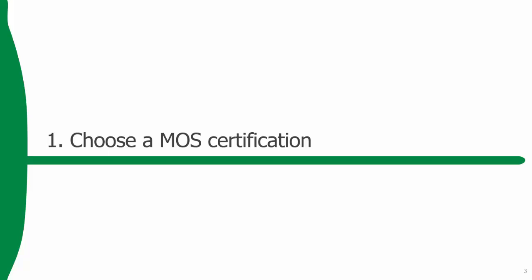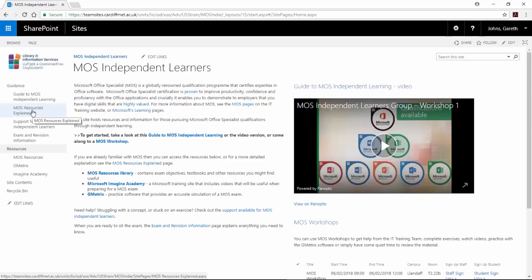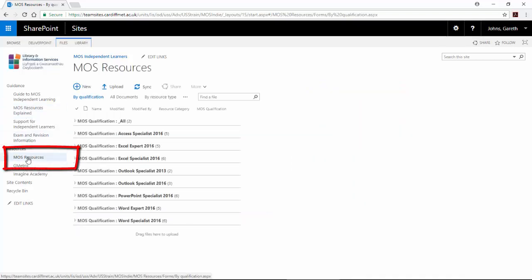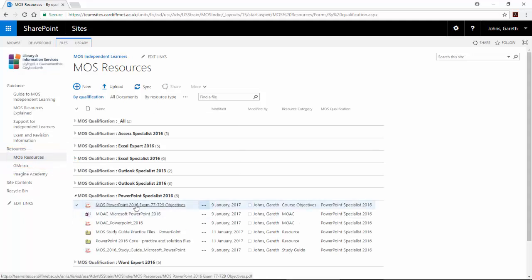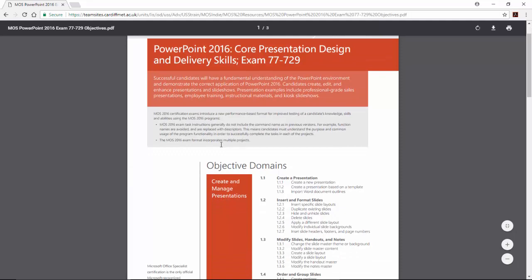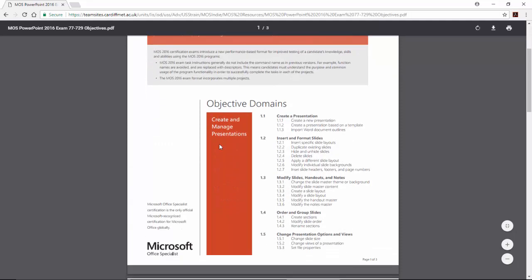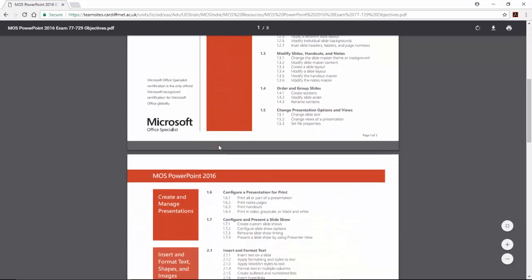The master level requires you to complete 4 exams: Word Expert, Excel Expert, PowerPoint Core, and either Access Core or Outlook Core. The exam objectives for each qualification can be downloaded from the MOS Resources Library. The objectives explain explicitly what is required in order to pass that MOS exam.